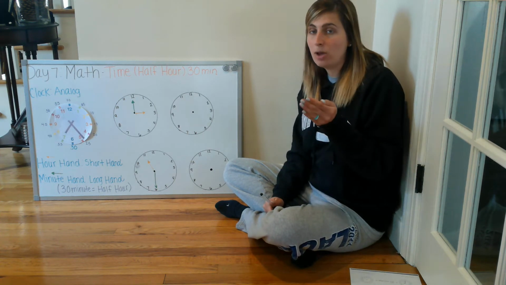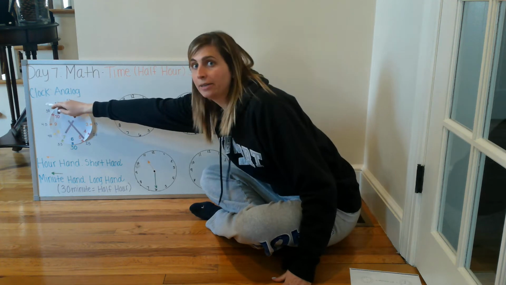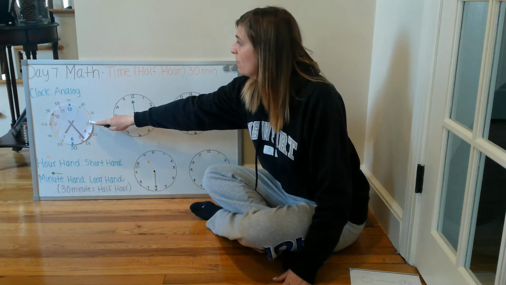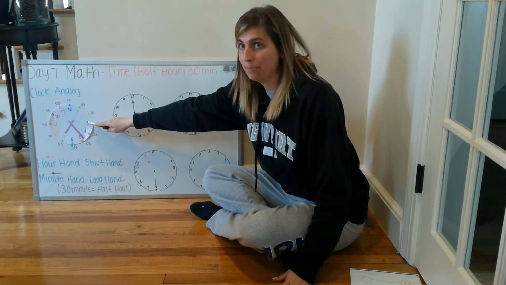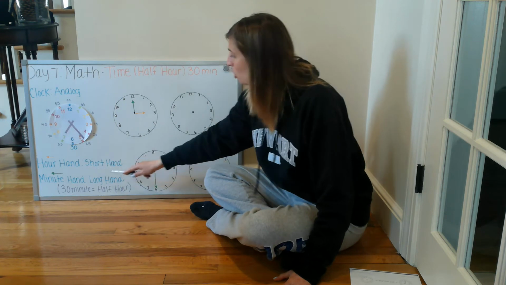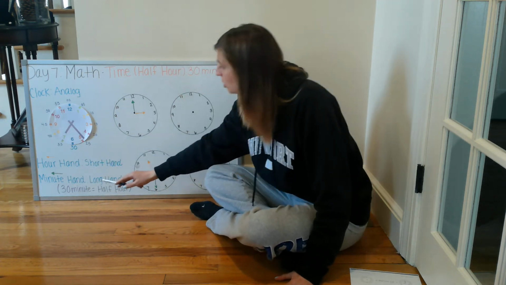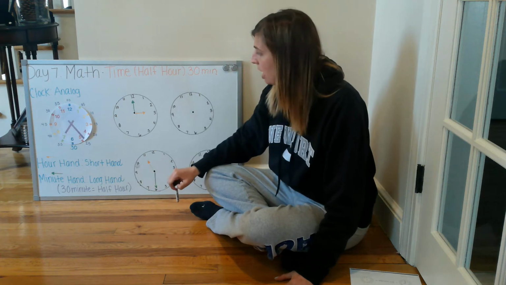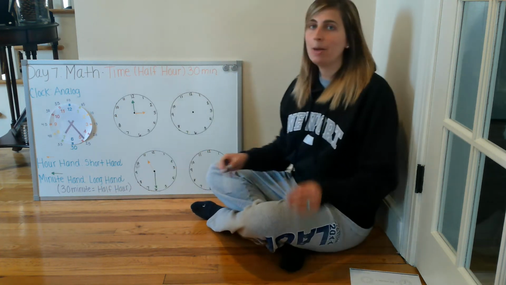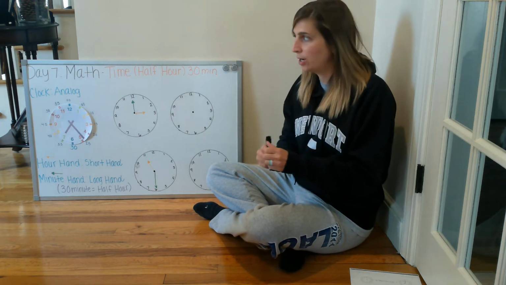As I say the vocab words, I'd like you to repeat back after me. Starting with clock. Analog. Today for our activity, we're going to be focusing on analog time. Then we have hour hand, which is the short hand of the clock. And then we have minute hand, which is the long hand of the clock. Remember, 30 minutes equal a half hour. Today we're focusing specifically on time to the half hour.